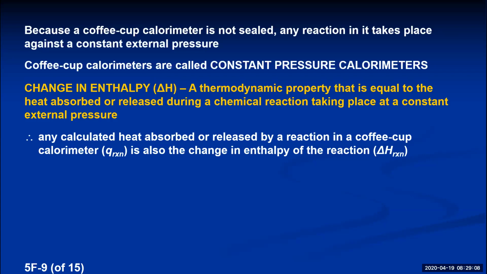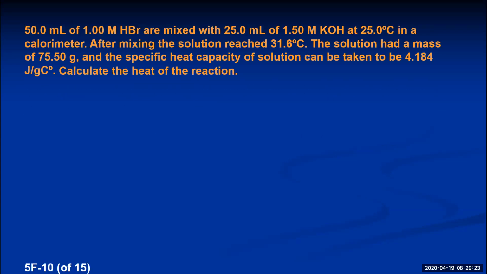So calorimeters allow you to calculate either enthalpy changes of reactions or Q of reactions. It's just two different terms for the exact same thing we're calculating. So let's try an example. Let's say in a calorimeter, we're going to take 50.0 milliliters of 1.00 molar hydrobromic acid and mix it with 25.0 milliliters of 1.50 molar potassium hydroxide at 25.0 degrees Celsius, and we're doing this in a calorimeter.